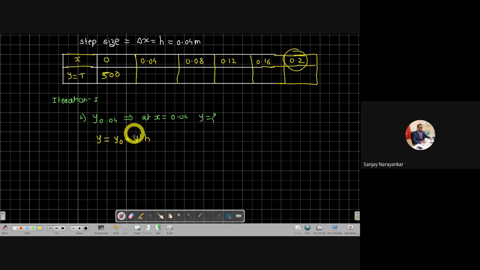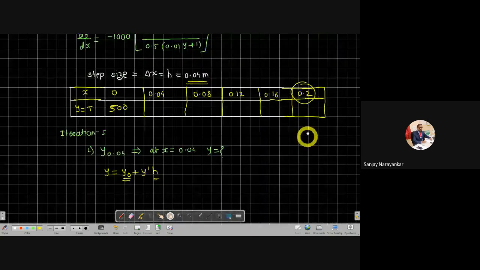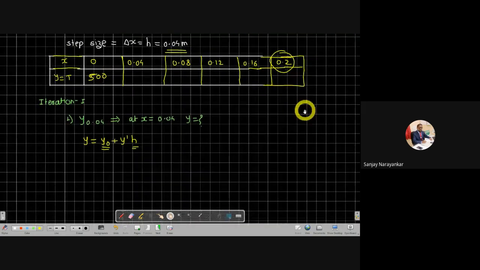See, we got h here, right? We got y0. y0 is nothing but at x is equal to 0, what's the value of y? That is known to us. We got an h. What's the value of h? 0.04. But what's the y dash? Given equation. Correct. It's a given equation. We have written that given equation. Let us rewrite that given equation. Help me out to write because I'm not able to see that. Here I'll write somewhere.